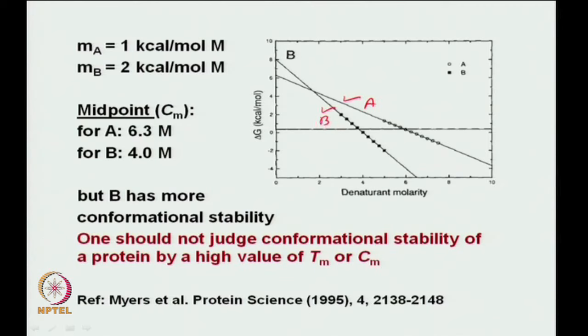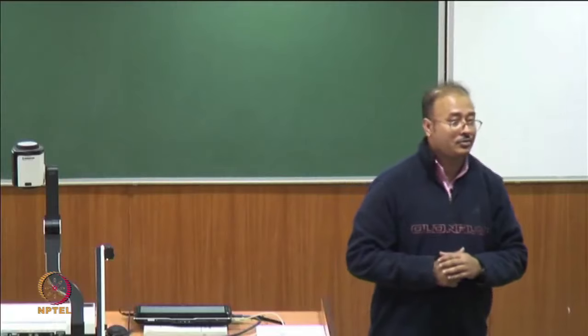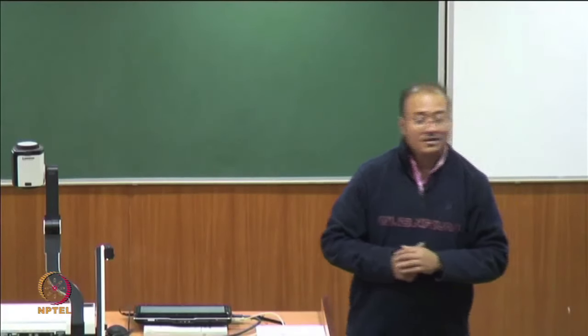Now, look at the midpoint of Cm, what happens? I mean the midpoint of denaturation, the Cm for A is 6.3, but for B is 4. You are essentially seeing the same thing as you saw for thermal denaturation, is not it? So, again, but B has more conformational stability. How do you know that? You look at delta G at zero denaturant, which one has more stability? B has. Okay.